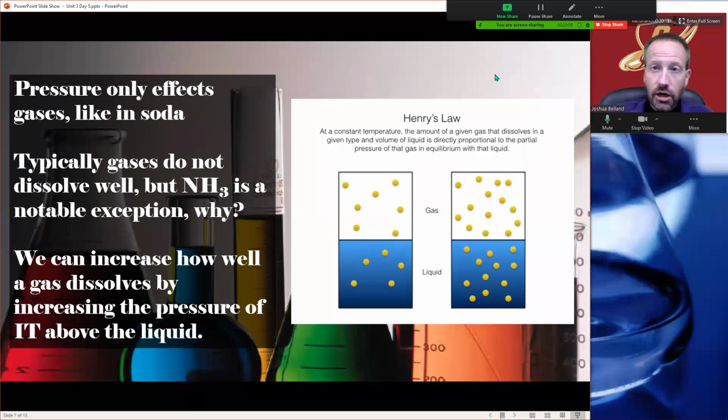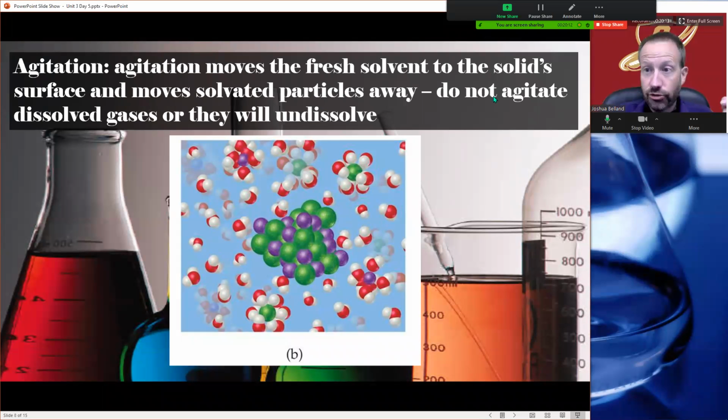Next up, let's talk about agitation, stirring. Stirring helps solids dissolve in liquids for this reason. You see how this is the small one. So sodium is hydrated, or solvated, it's surrounded by water. If I stir, it pushes this whole chunk of stuff away. And that makes room for water that hasn't dissolved anything to come in and start attacking the sodium chloride.